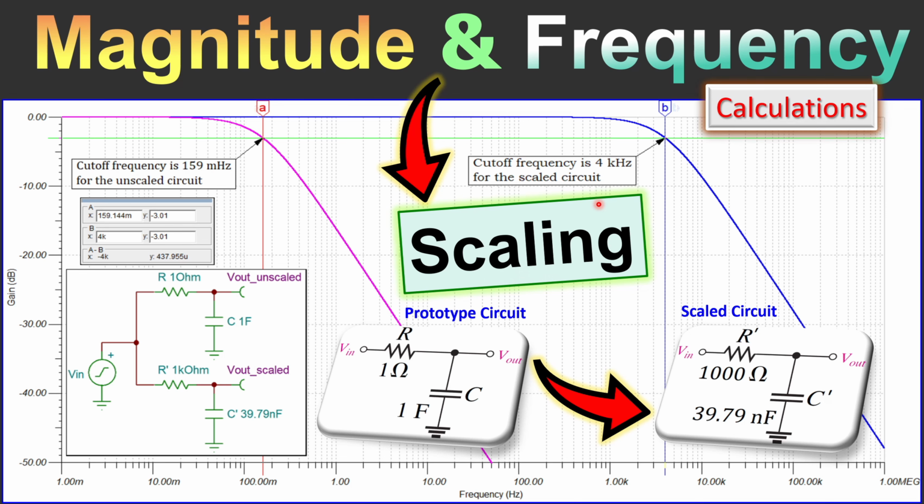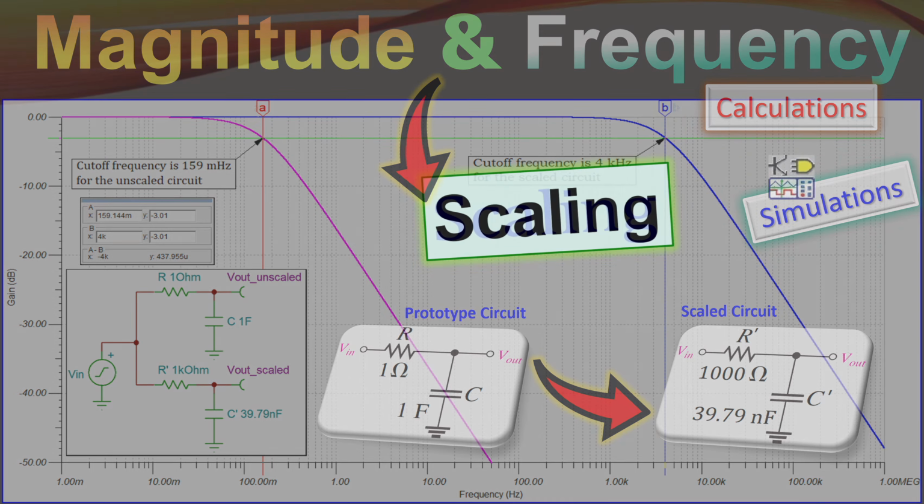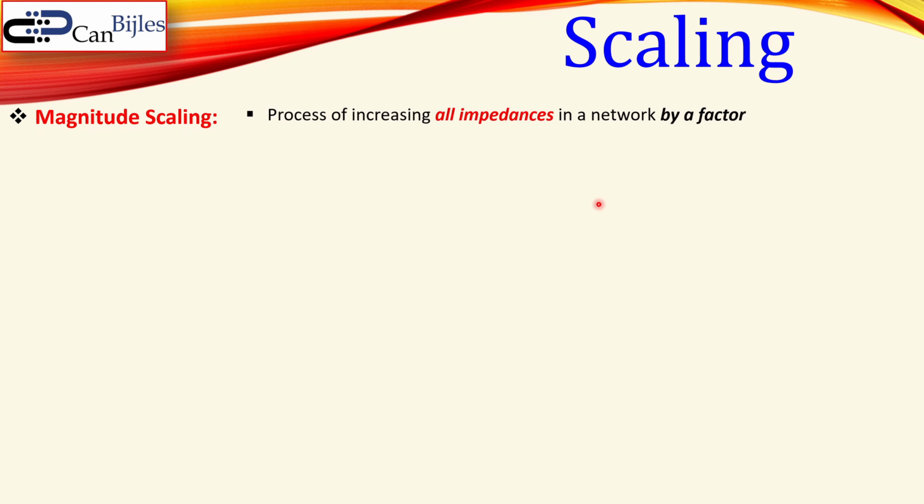Of course, we'll work out some examples and work out the calculation step by step and also verify these in SPICE simulations. So let's look at our first, the scaling. The scaling can be done using the magnitude scaling or impedance scaling. The process is actually increasing all the impedances in a network by a factor. Let's say we increase everything by a factor of 1000. So every impedance is increased by that factor.